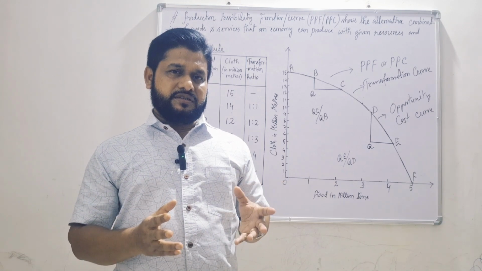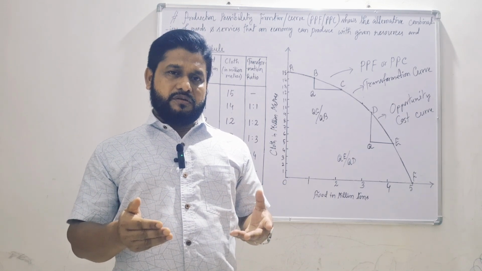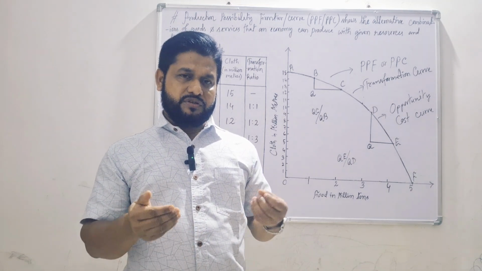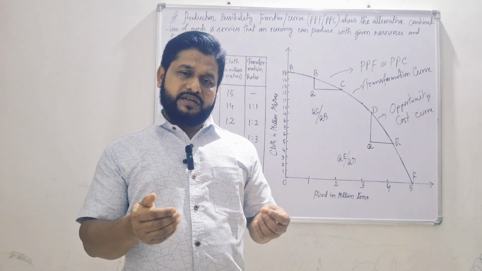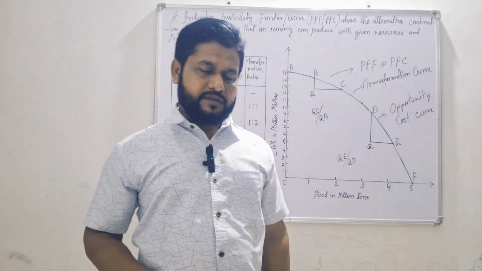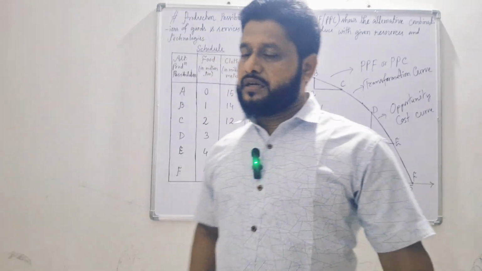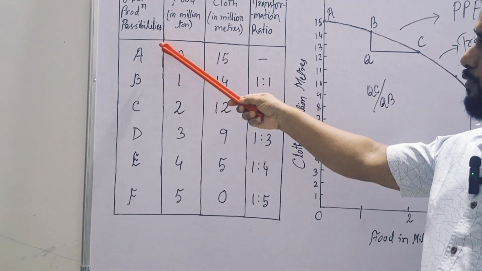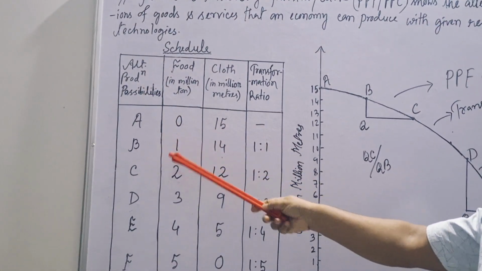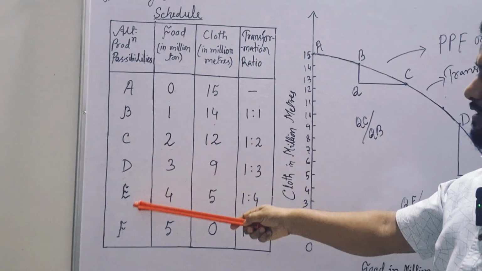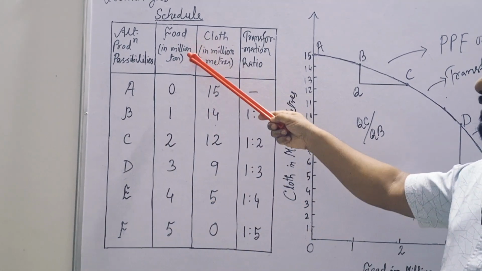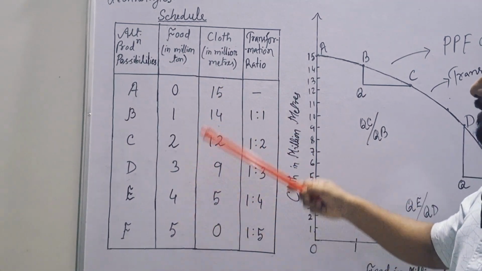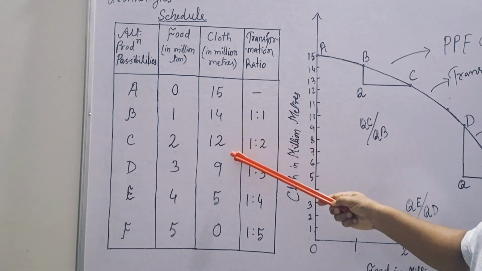the country has the choice which item should be produced more and which item should be produced less based on the demand pattern of the goods and services. Let us take this example. In a table you see that there is a schedule where we have put alternative production possibilities A, B, C, D, E, F. Next, food in million tons: 0, 1, 2, 3, 4, 5. Cloth in million tons: 15, 14, 12, 9, 5.